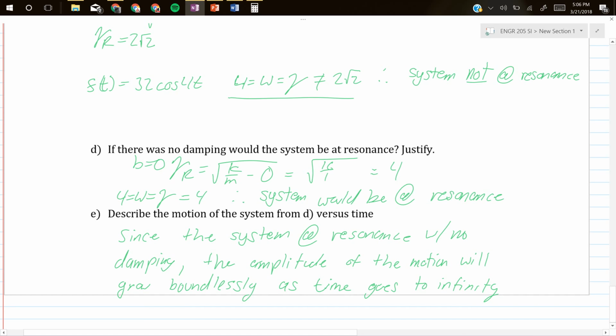If the system were different, say it did have a damping factor and it was overdamped, then the amplitude would eventually go to 0. If it was critically damped, I believe it will go to a constant, and if it's underdamped, it will slowly decrease. But understanding resonance and how it affects motion is very important.